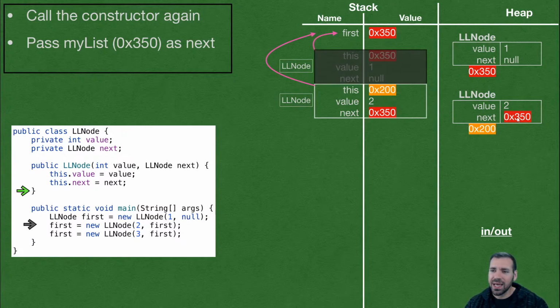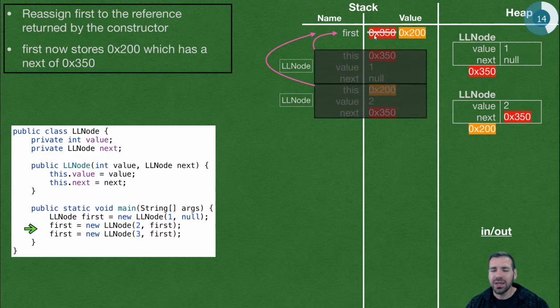So this node's next is going to be that initial node that was created, and then we return 0x200, and now first is going to get the reference 0x200. So first is now a reference to 0x200, which is this node right here, which its next is the value 0x350. So we can still access this node.